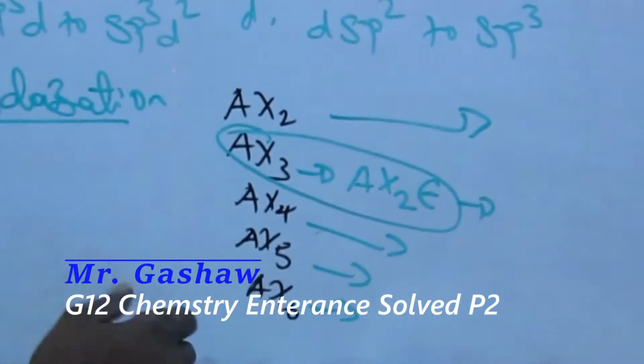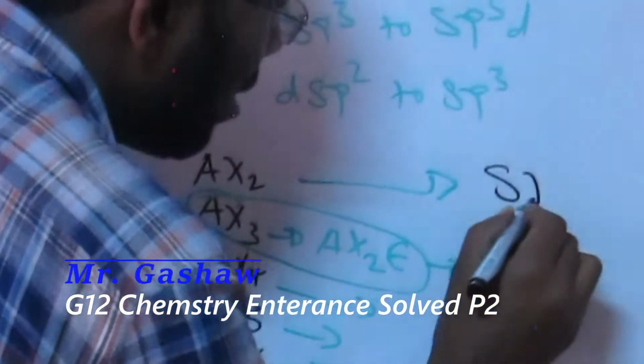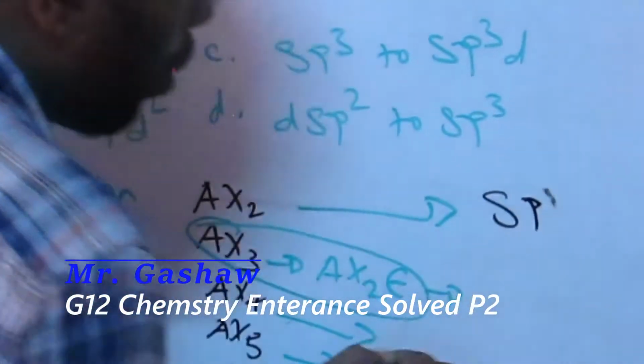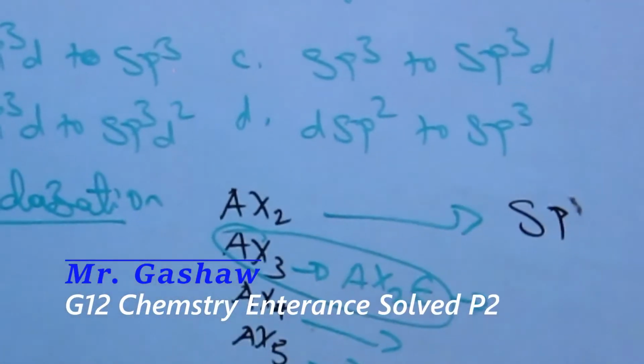So based on this one, you can easily identify the hybridization of the molecules. From this one, the first one, AX2 type means sp hybridization, 1s with 1p orbitals overlap.